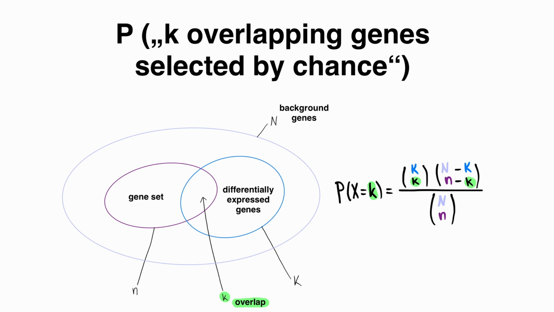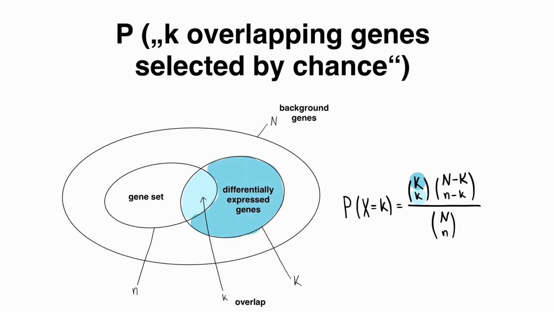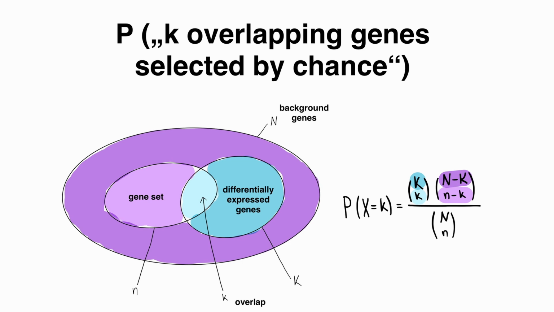Finally, here's the formula. The probability of k overlapping genes selected by chance is the number of ways to choose k overlapping genes from all differentially expressed genes. Now we look at the not differentially expressed genes. This is multiplied by the number of ways to draw n minus k genes that are in the gene set but not differentially expressed from all genes that are not differentially expressed. And this is finally divided by the ways a set of the size of our gene set can be drawn from a set of the size of our background genes.